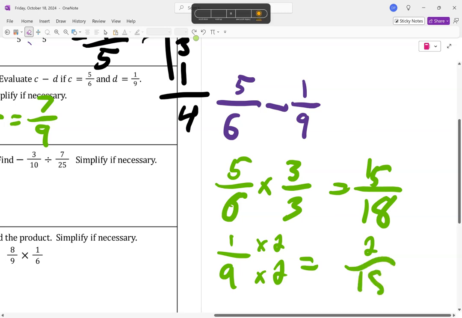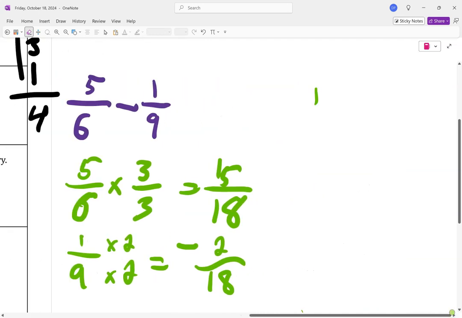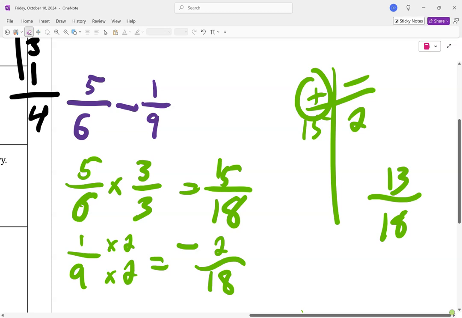Now we have to subtract them. Right. The second one was negative. So you can use good guys, bad guys, but you don't have to. You could just subtract 15 minus 2. Yes, sir. That's what I did. Right. And so your answer is good guys win. 13 over 18. Woo! I finally feel special.